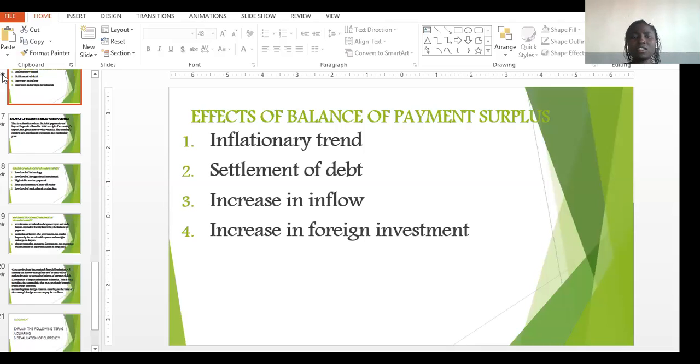Another effect of this balance of payment surplus is increase in foreign investment. You have money to invest in foreign things that you were not able to before.